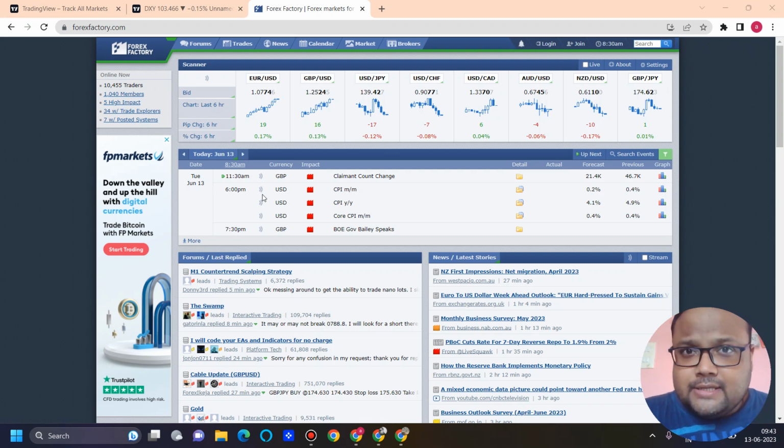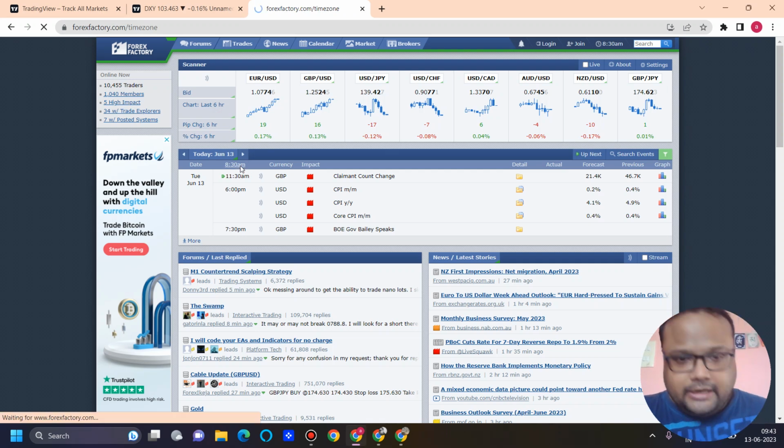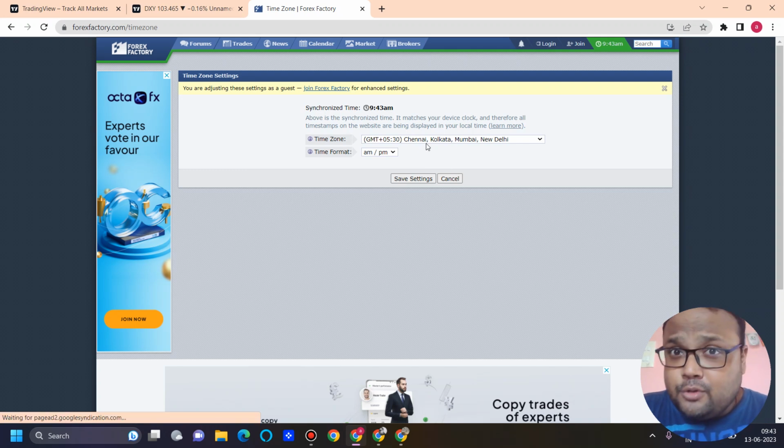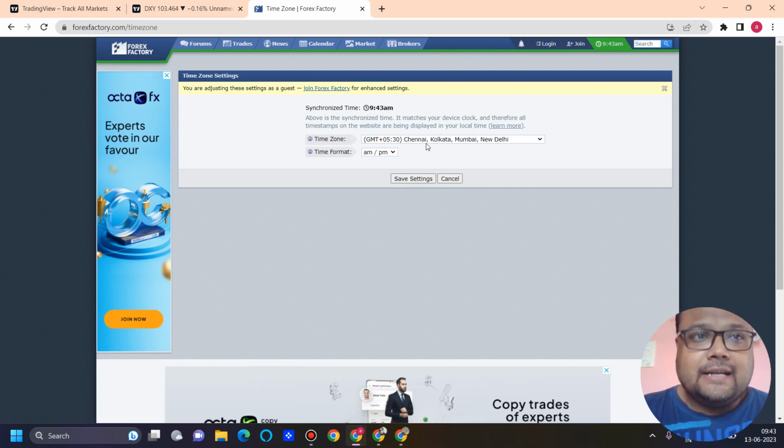So CPI is about to come out. You can check out the event and the timing on any economic calendar. You can also go to forexfactory.com and change the timing according to your time zone. You will come to know in what time it's coming in your country. For example, in my country, we are about to have CPI around 6 p.m. In your country, I don't know the timing. You can simply go to the time here, change the time zone, and you will come to know the exact timing of CPI.